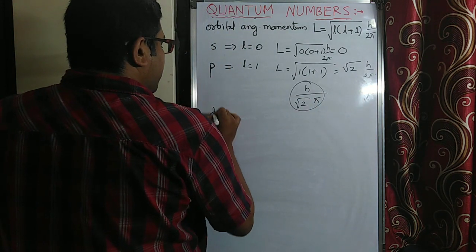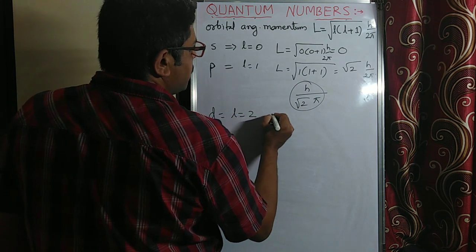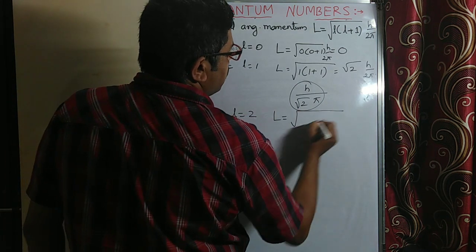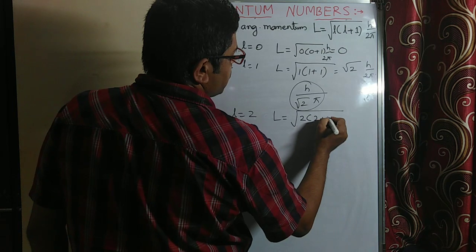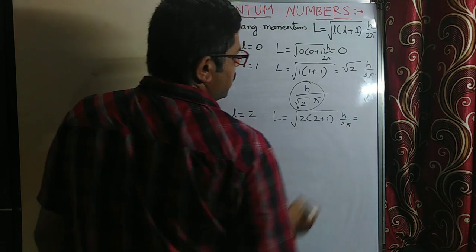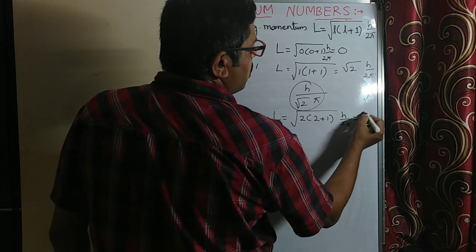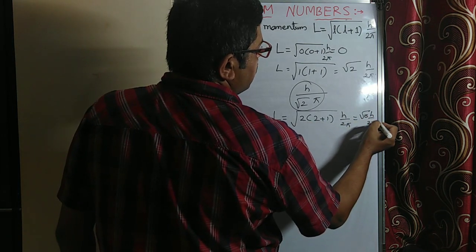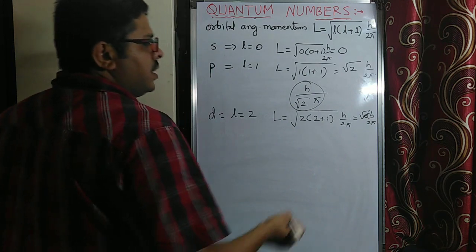Then d orbital, l is equal to 2. So L is equal to root of 2 into (2 plus 1) h by 2 pi, with h by 2 pi outside the root. So 2 plus 1 is 3, 3 times 2 is 6. Root 6 h by 2 pi is the answer.